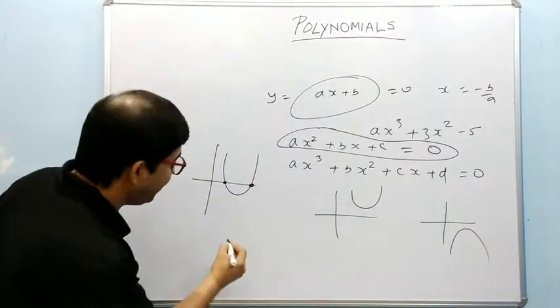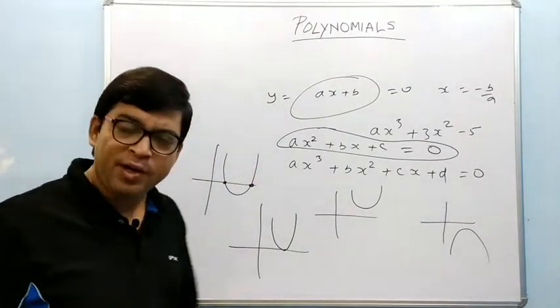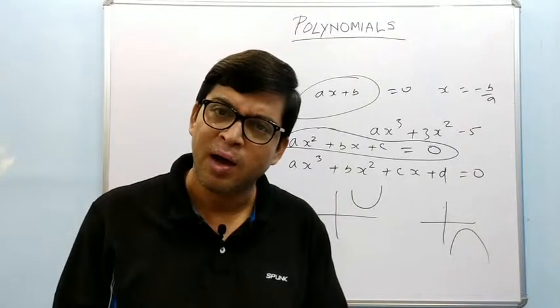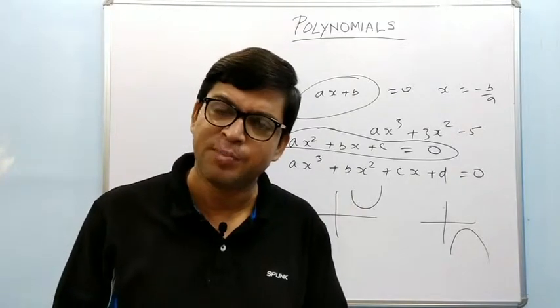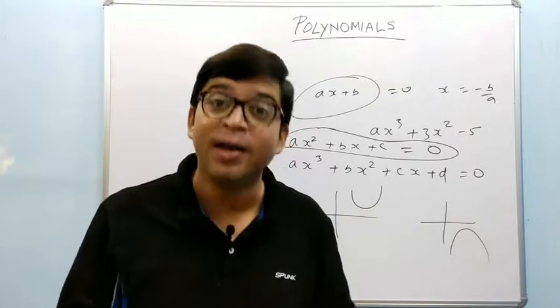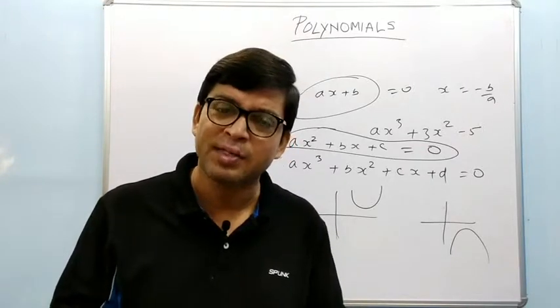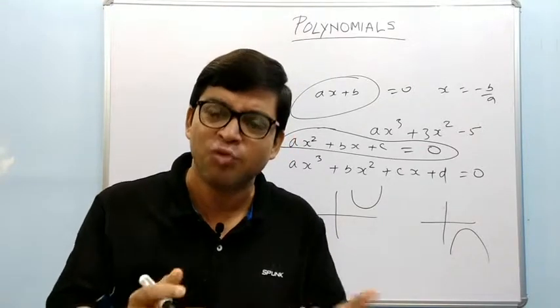Now you tell me, if the graph is like this, can you predict how many roots, how many zeros of that quadratic expression will be there? Only one. But you know that a quadratic expression, quadratic polynomial must have two roots.